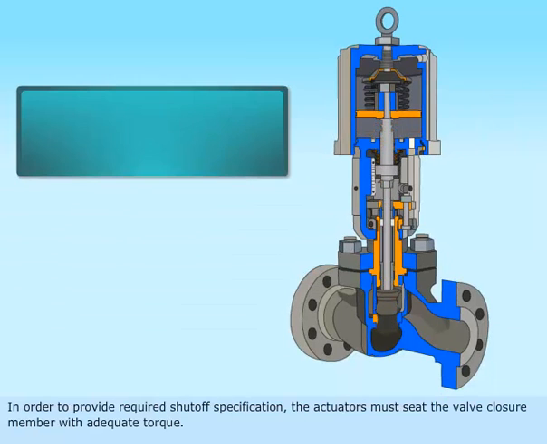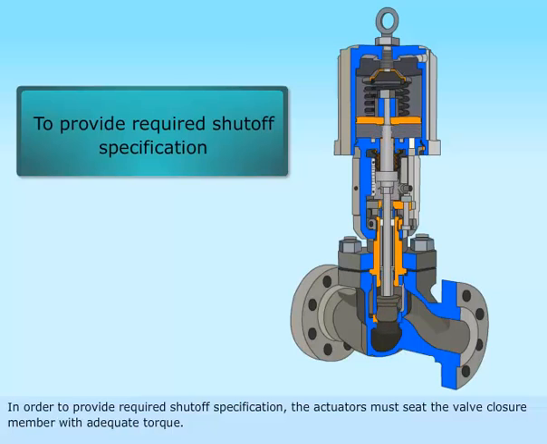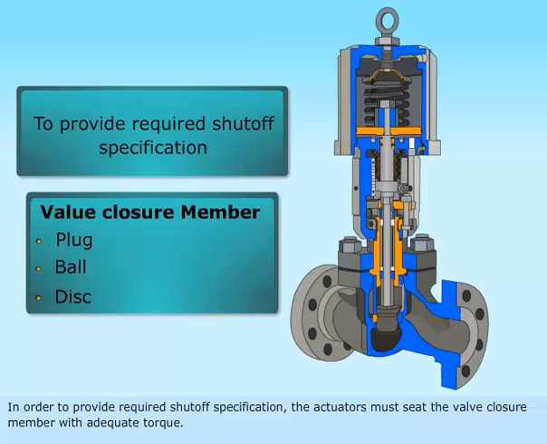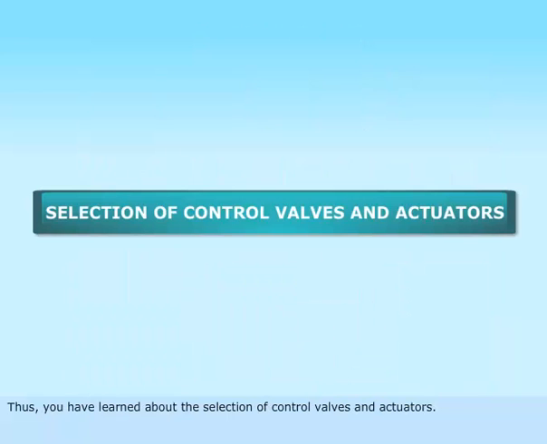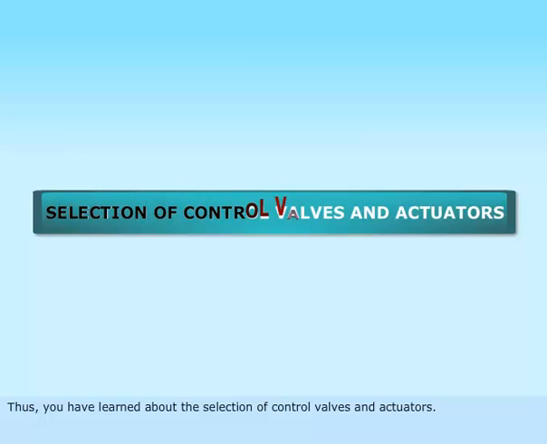In order to provide required shutoff specification, the actuators must seat the valve closure member with adequate torque. During any system failure, the actuators must provide a failure mode. Thus, you have learned about the selection of control valves and actuators.